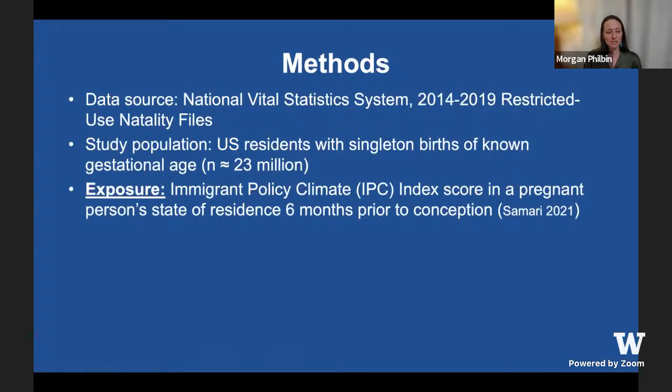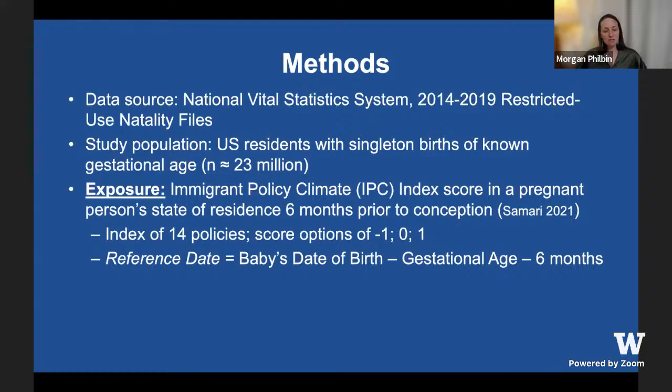So the exposure was the Immigration Policy Climate Index score. And like I mentioned, I had worked on this originally as a cross-sectional analysis, and then Dr. Goleen Samari collected the data over time. So that's the version that we're using for this. And the exposure was the score in a given state 6 months prior to conception. So the reason we did that is because we wanted to think about what is the policy climate a person is living in as they're deciding to or as they're becoming pregnant, and then during the pregnancy. So that's why we picked time prior to conception versus just from the moment of conception.